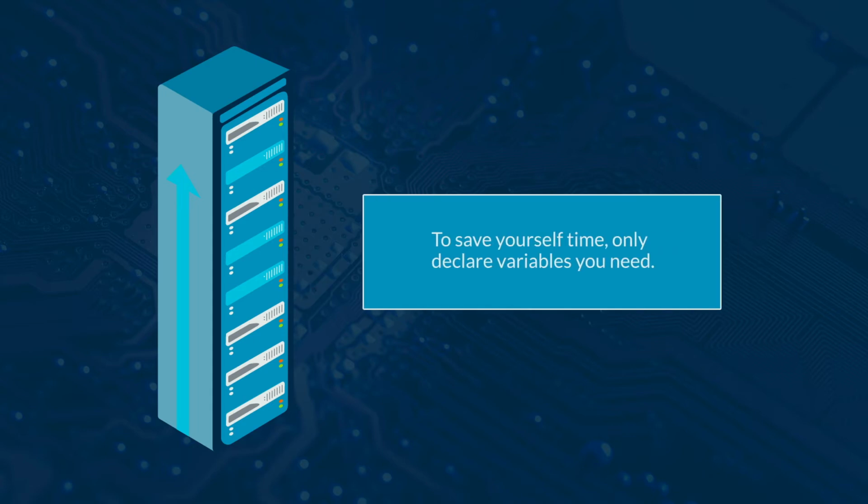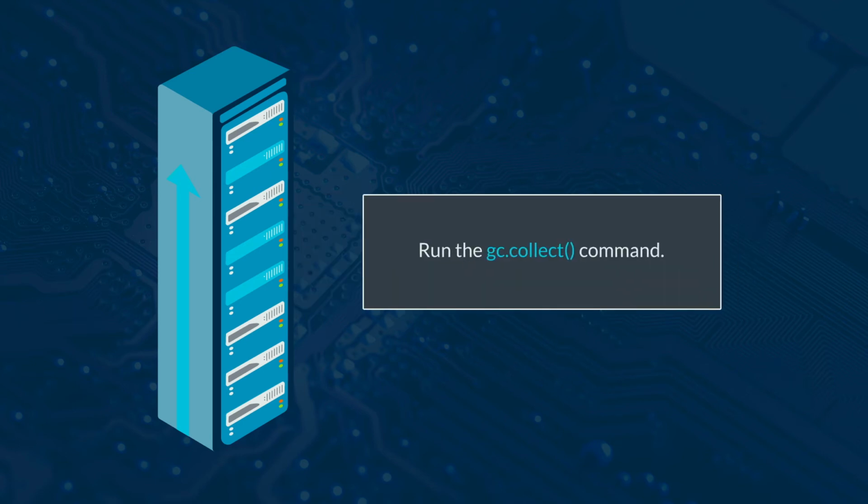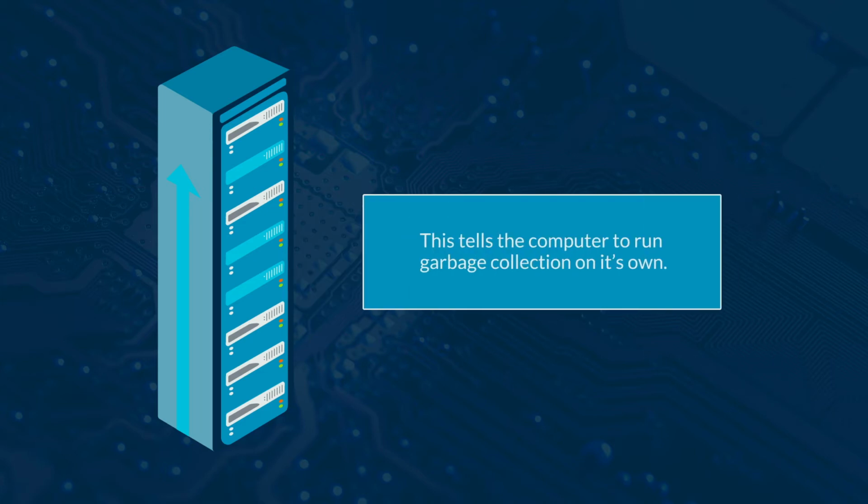To limit this, make sure you only declare variables you need. Do not use global variables unless absolutely necessary. Run the gc.collect() command. This tells the program to perform garbage collection on its own, which is quicker than it being forced into it.